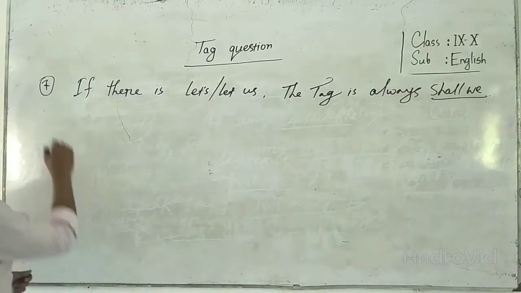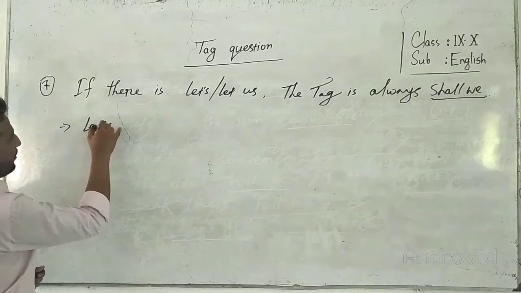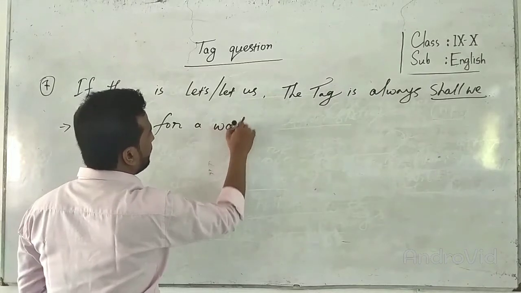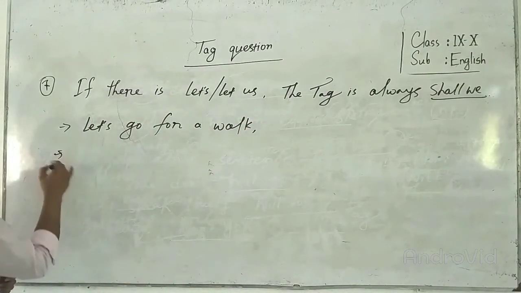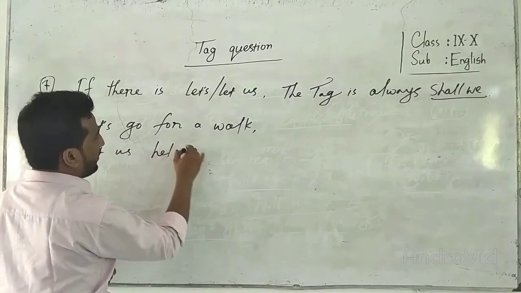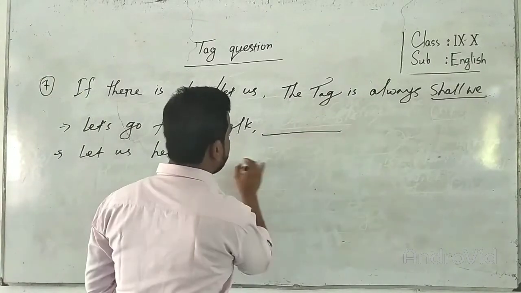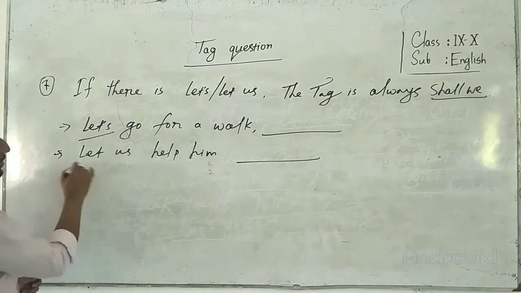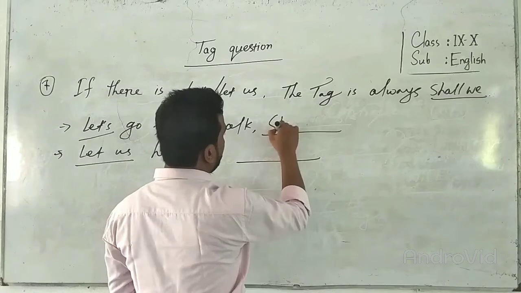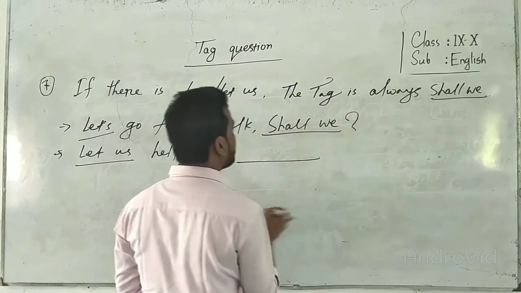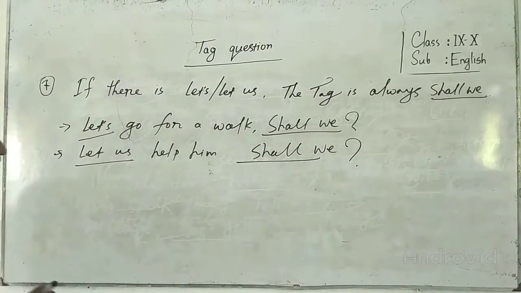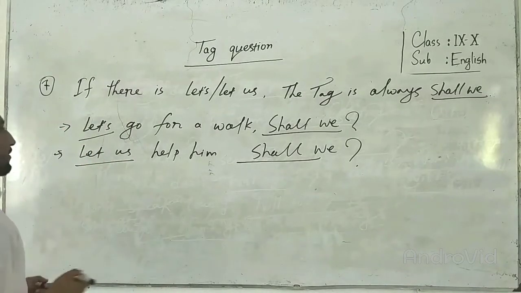For example, let's go for a walk. Let's help him. Here is let's, here is let us. So we have to put shall we as the tag. Shall we as tag. Here is also shall we, if there is let us or let's in the main clause.